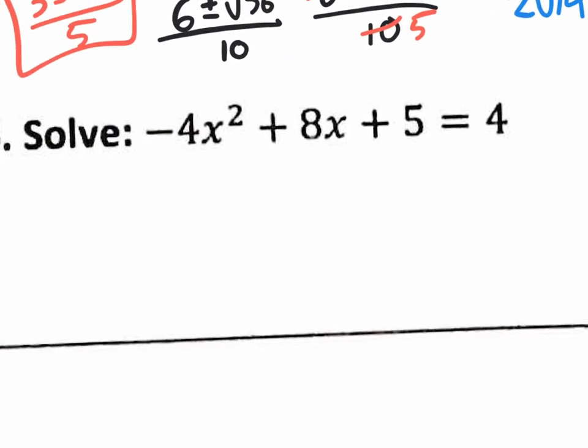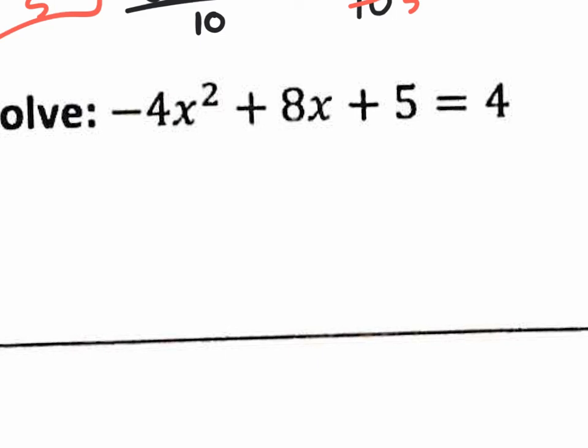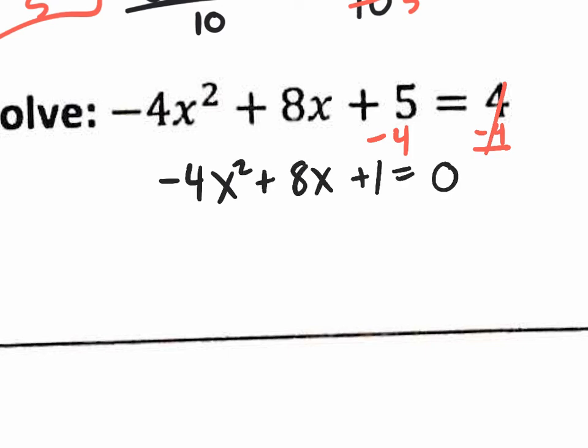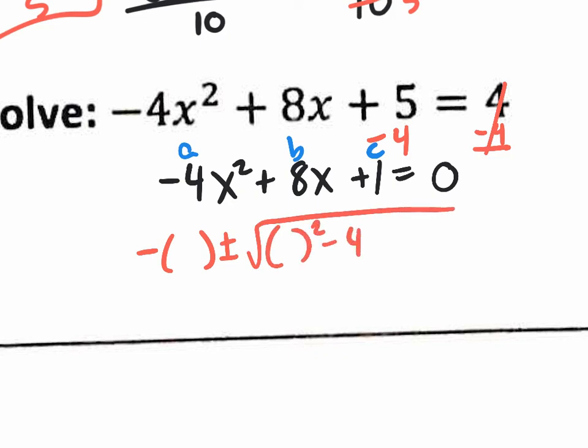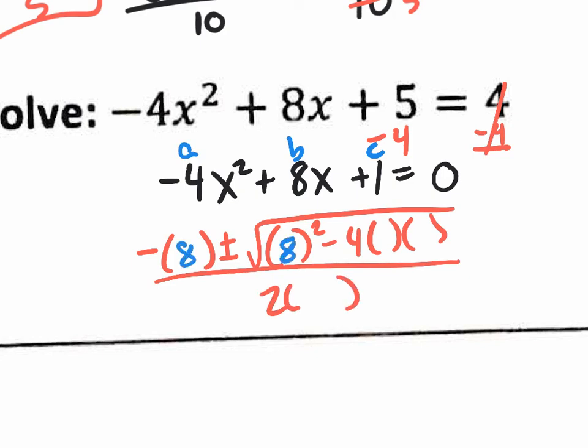Number 36. Once again, move that 4 over to the other side. You're going to end up with negative 4x squared plus 8x plus 1 equals 0. Now we could identify a, b, and c. We're going to use the quadratic formula: negative b plus or minus the square root of b squared minus 4 times a times c, all divided by 2 times a. Where the b value is 8, the a value is negative 4, and the c value is 1. And you're going to work on the discriminant.